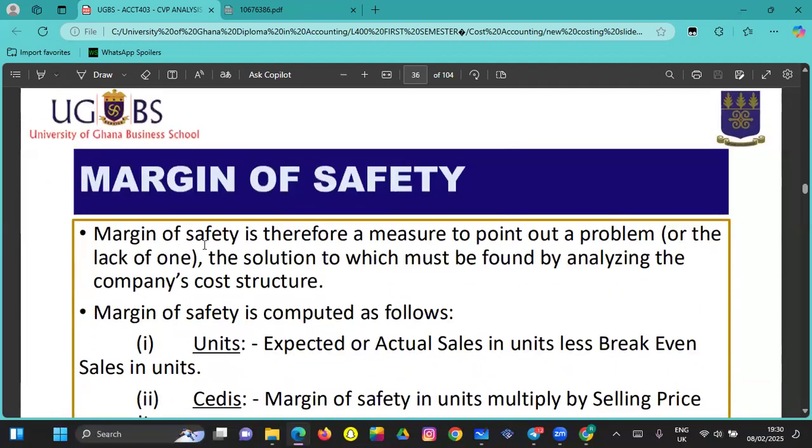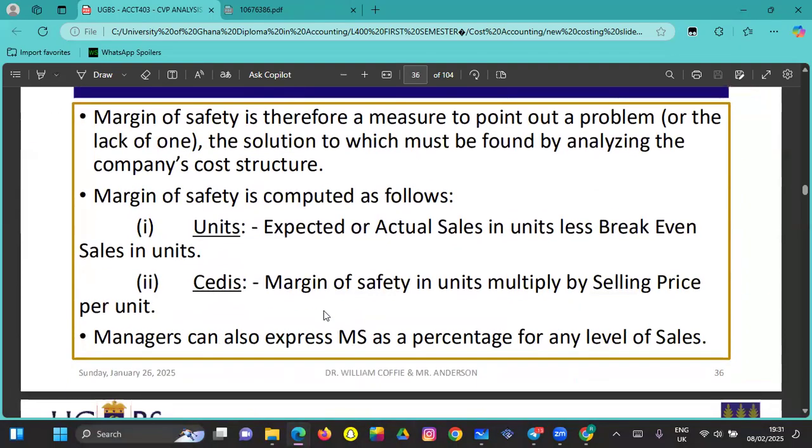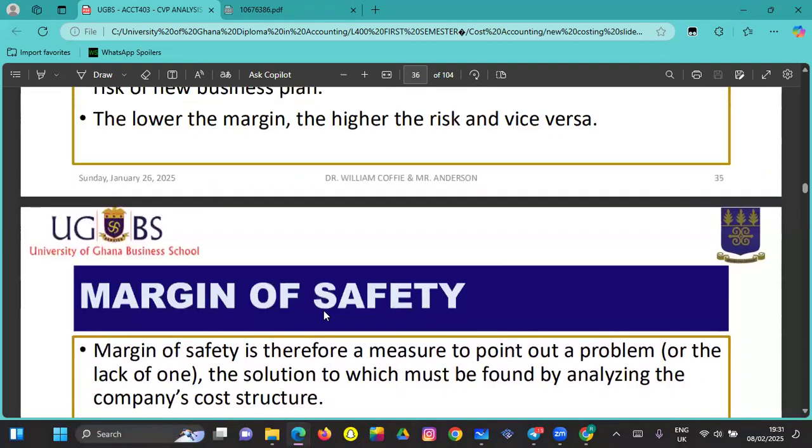So let's talk about margin of safety. I've even spoken about margin of safety, where I said it is the difference between your actual or budgeted sales and the break-even point. So it determines how far your normal sales is from the break-even point. When you have a high margin of safety, it means you are safer.